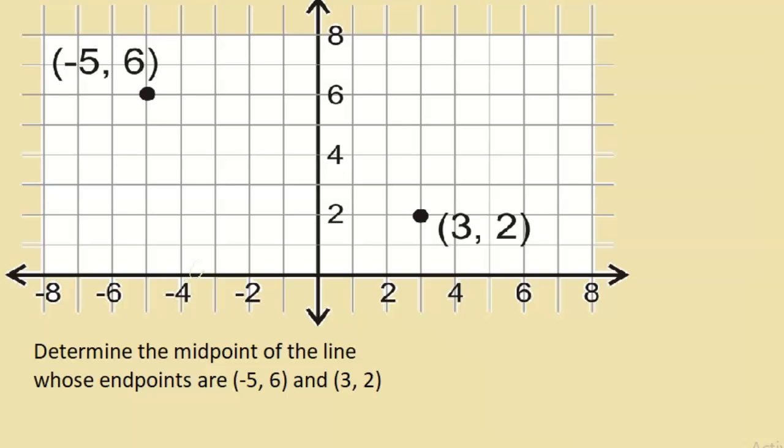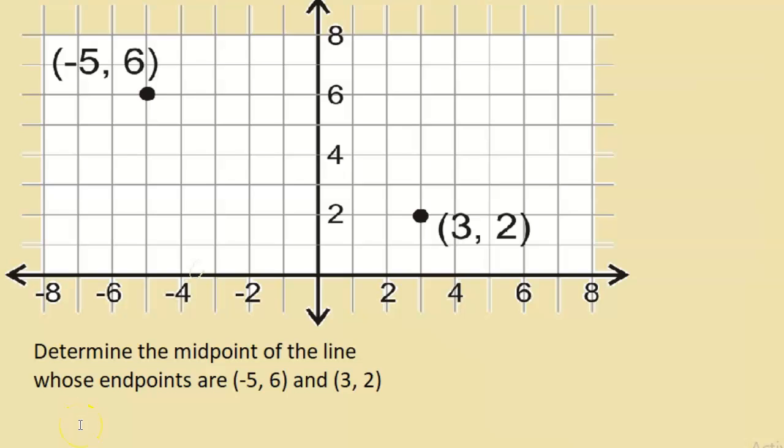So we have another problem. Here we have 2 points on this line. One coordinate is 3, 2, as you see, from the origin where the x and y axis meet. So 3 across and 2 up, so this point is 3, 2. And the other point is -5, 6. So from the origin, we go 5 to the left and 6 up. So we have 2 points there, 3, 2 and -5, 6. And we're asked to determine the midpoint of the line whose endpoints are these.